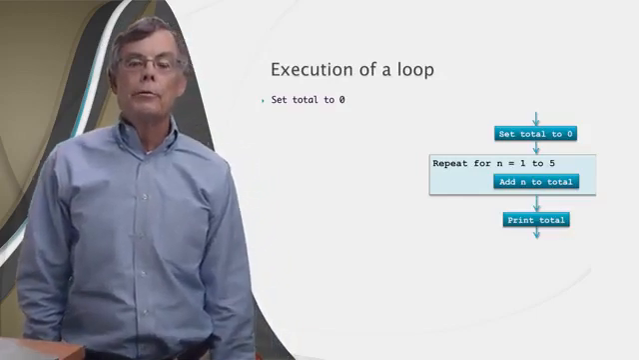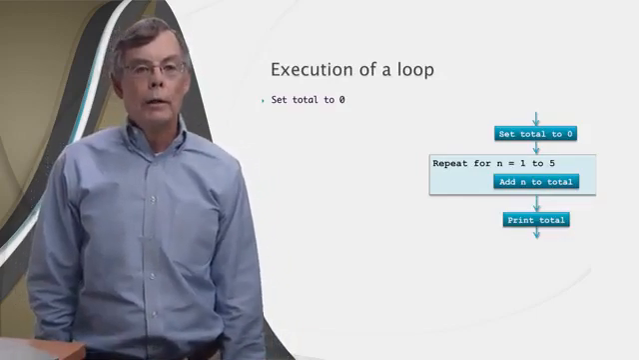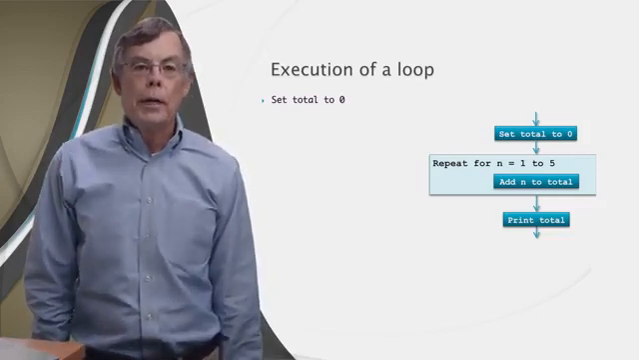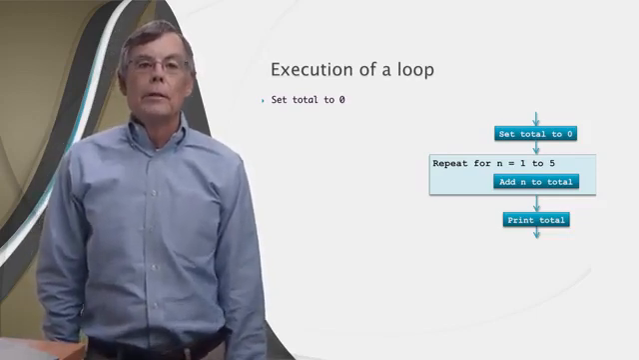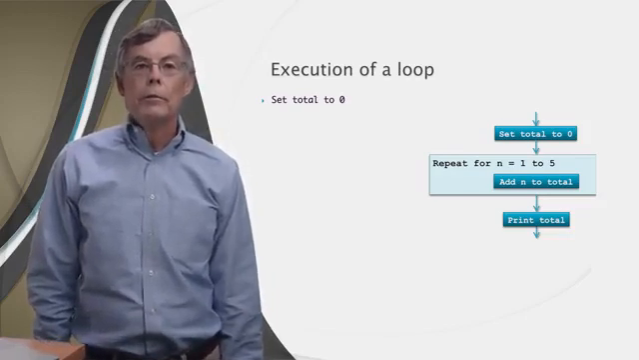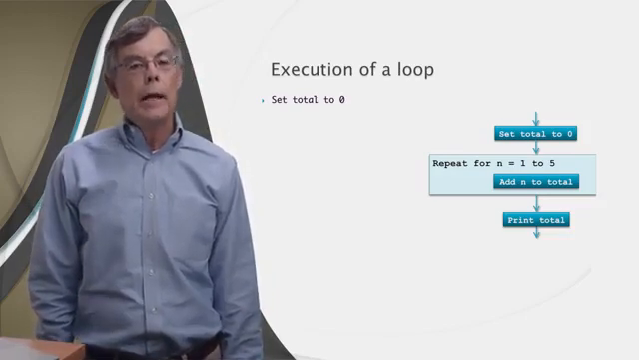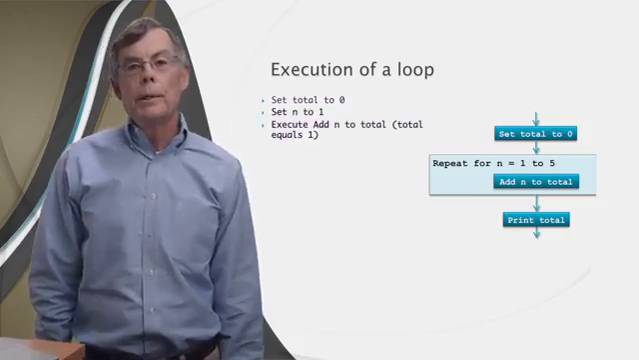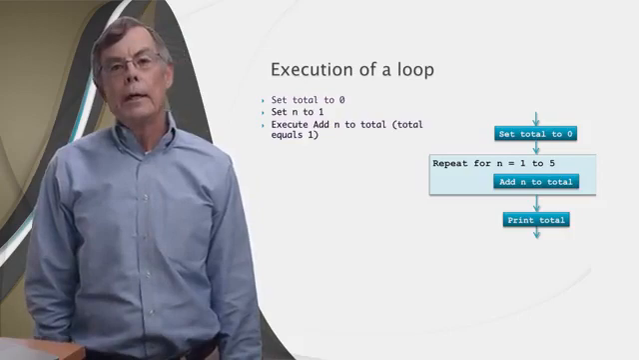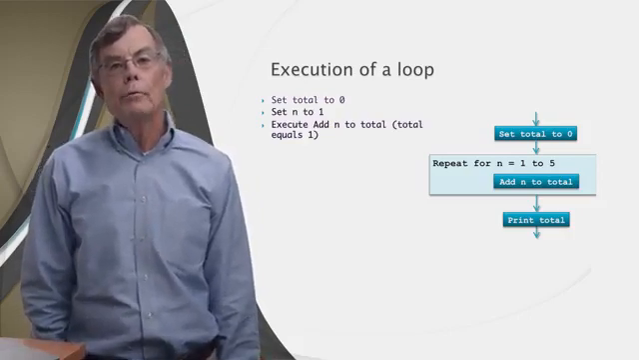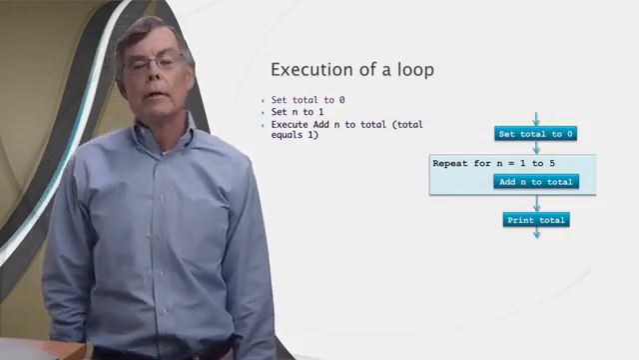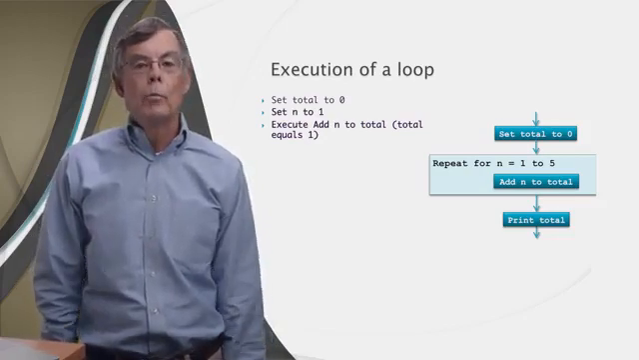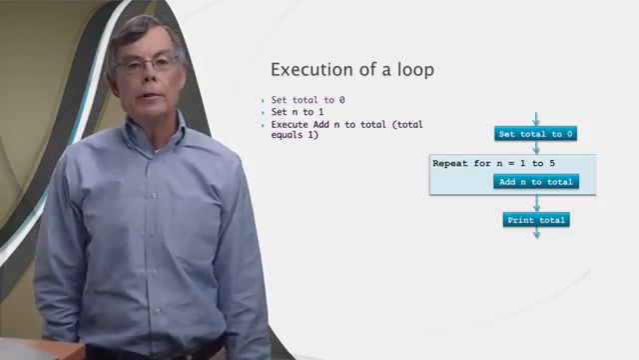Let's look at the execution in detail. Warning, this part is really boring. We start by setting total to 0. This step is called initialization, and it happens outside the loop. Now we enter the loop. Since the loop must repeat for n equal to each item in the list 1, 2, 3, 4, and 5, the first thing that happens when the loop is entered is that n is set to the first item, 1. Then n is added to the total.